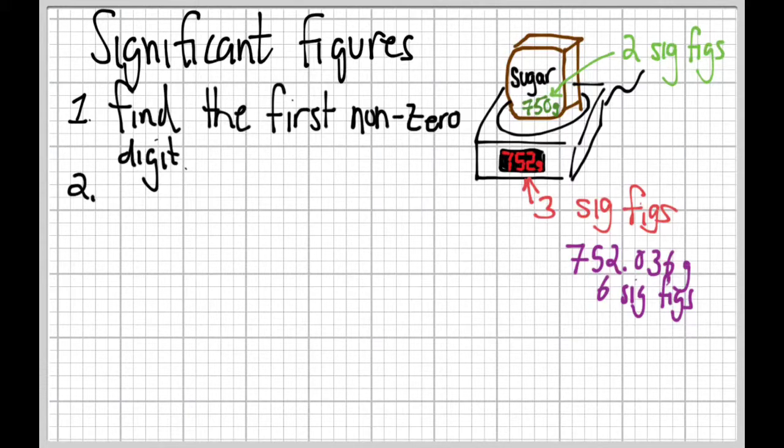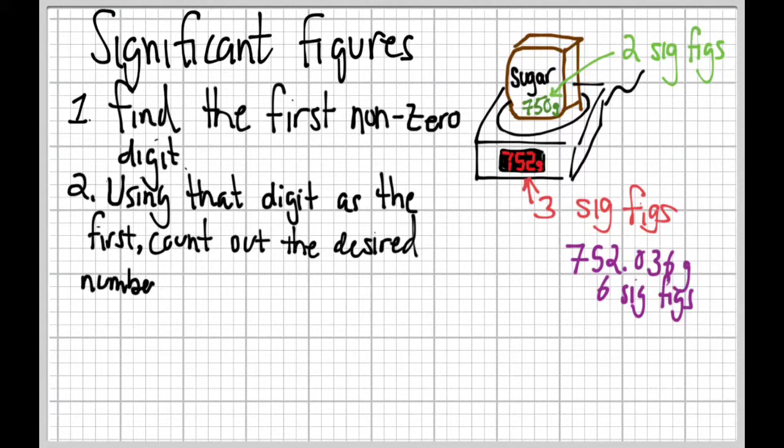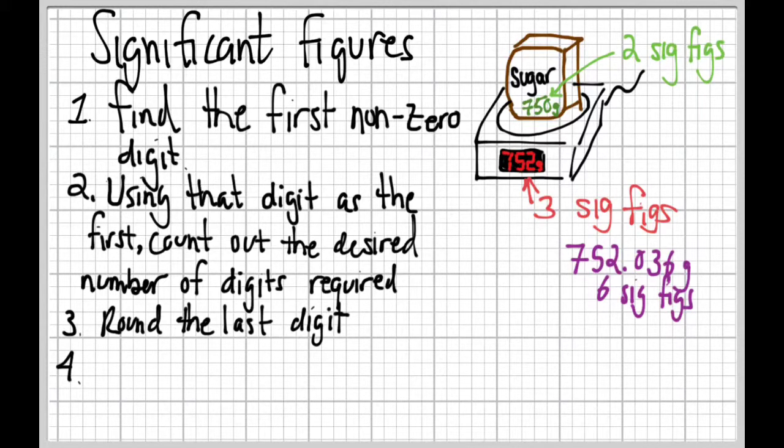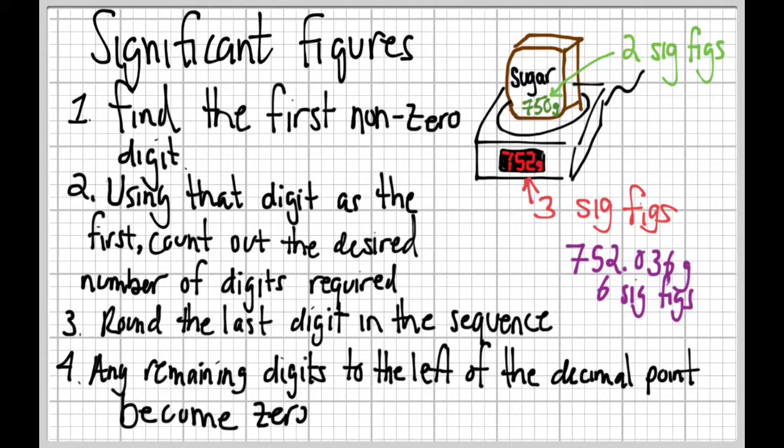So find the first non-zero digit, and using that digit as the first, count out the desired number of digits required. The problem might say, okay, we want 2 significant figures. So you start at your first non-zero digit and go 1, 2, or 3 or 4, or whatever is required. Then you're just going to round, as in plain rounding, as we looked at before. After that, any digits that remain on the left side of the decimal point become a 0, and after the decimal point, any remaining digits can just be taken off.